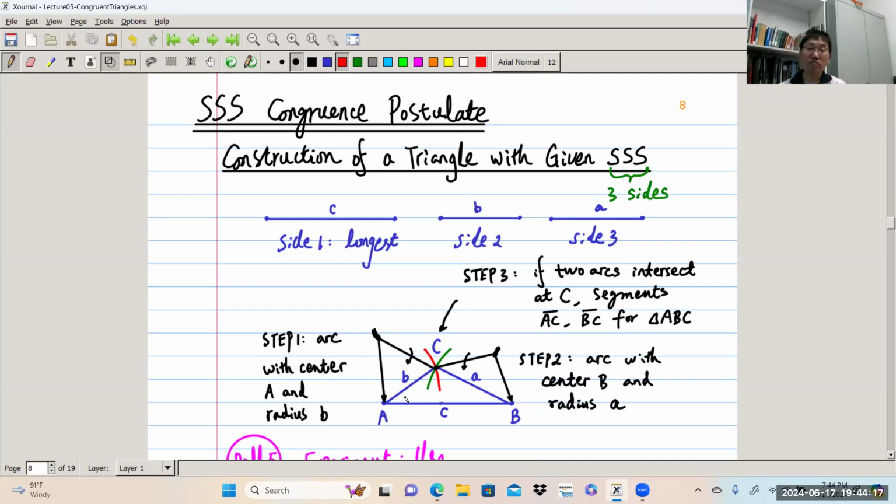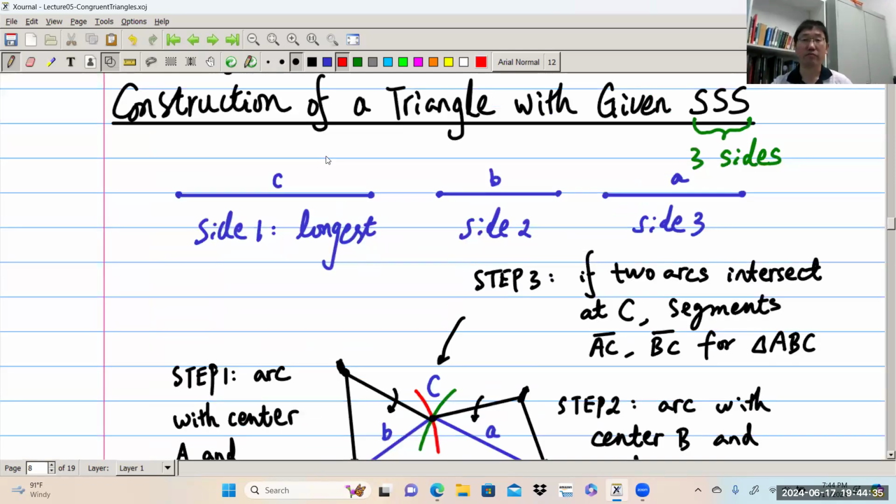So how much information do we need? Now we are going to introduce a few very important congruence postulates. Basically, they are theorems, but we're not going to prove them in this class. I think I'm going to make sense of these for you, so let's do it this way.